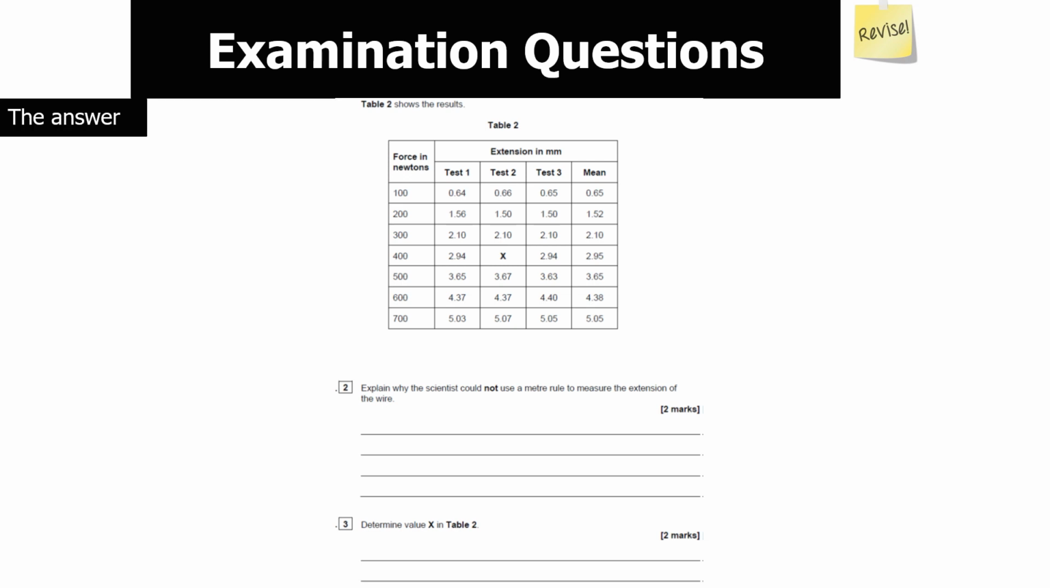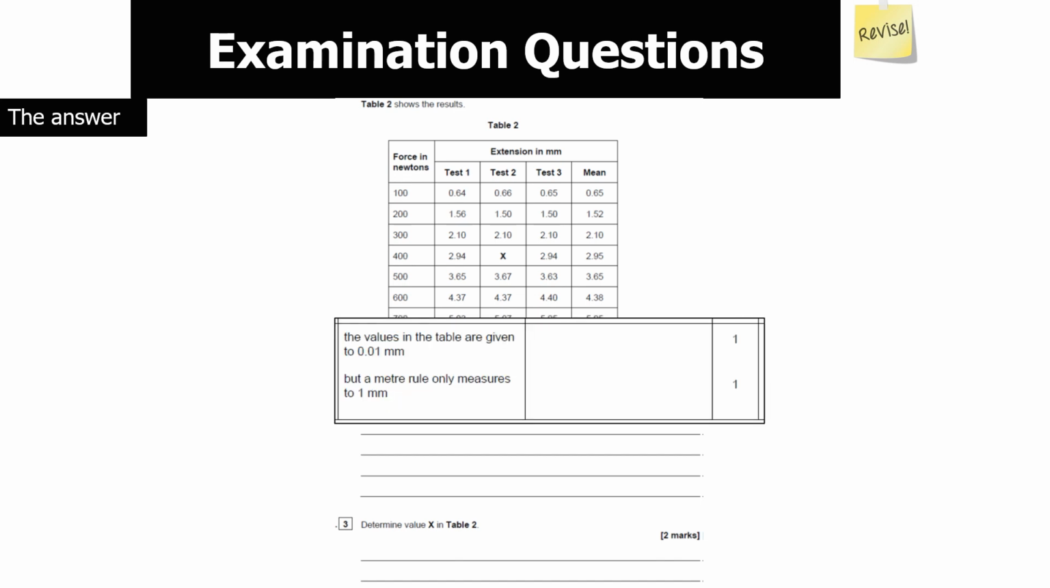Right, so how do you answer this first question? Well, it's important, you can't use a meter ruler to measure the extension of the wire, because if you look at the values of extension, you're going to notice that they're given to 0.01 millimeters, because you can see it's given to 2 decimal places in the results table and it's measured in millimeters. It's always important to note what units are being used in tables. So you can see that a meter ruler will only be able to measure to 1 millimeter. It won't have the accuracy to measure to 0.01 millimeter, so it can't be suitable.